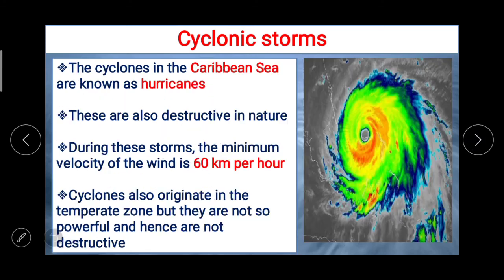The next one, the cyclones in the Caribbean Sea are known as hurricanes, and these are also destructive in nature. इन cyclone की वजह से बहुत सारा नुकसान हो सकता है. During these storms, the minimum velocity of the wind is 60 km per hour.